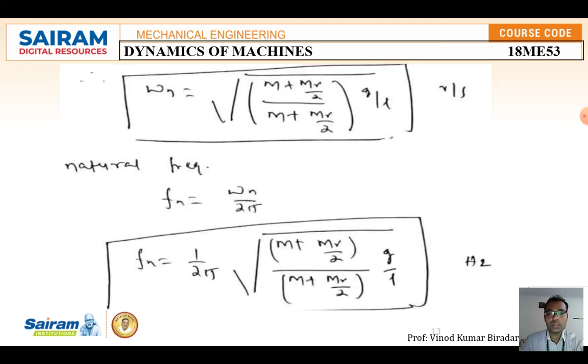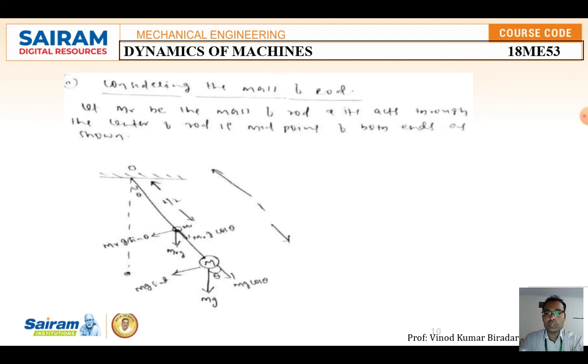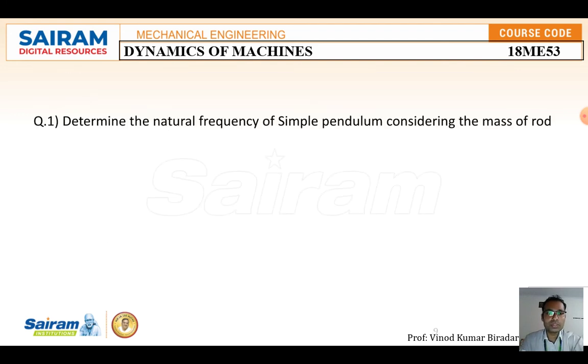So this is how to find the natural frequency of the simple pendulum when considering the mass of the rod. Here you have to remember Newton's second law and I naught theta. M L square is the original mass, and this is the middle mass of the rod. We consider force into distance, and the remaining is very simple mathematics. So this is how to find the natural frequency of the simple pendulum considering the mass of the rod.